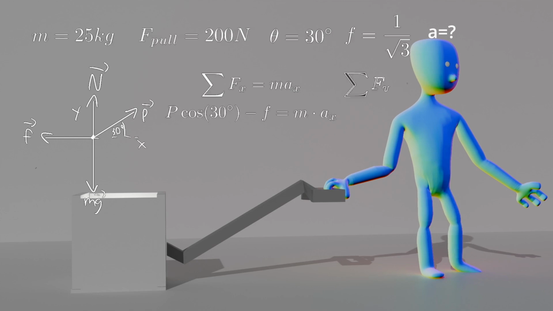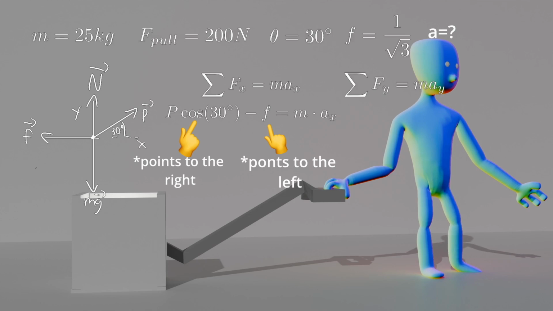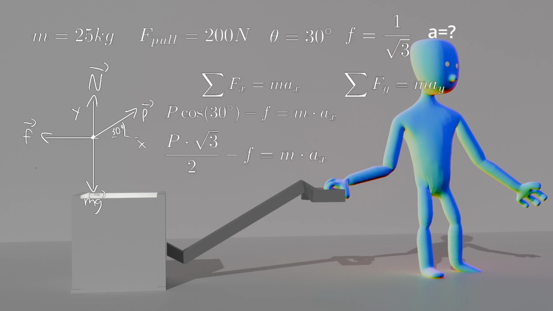Let's apply Newton's second law on the box. We have F equals ma for our horizontal and vertical forces. The sum of all horizontal forces is basically just P cosine of 30 degrees minus friction is equal to ma. But how come? It's because they point in opposite directions. The pulling force P is pointing towards X, which is why it is positive. The friction, on the other hand, points in the opposite direction, so it must be negative. Since cosine of 30 degrees is the square root of 3 over 2, we get P times the square root of 3 over 2 minus friction is equal to ma.